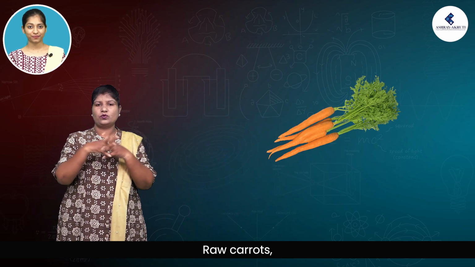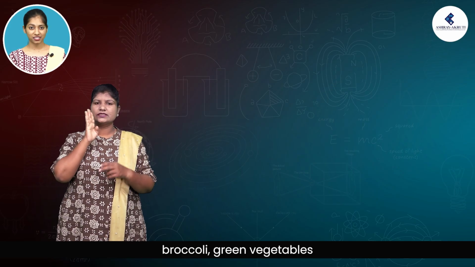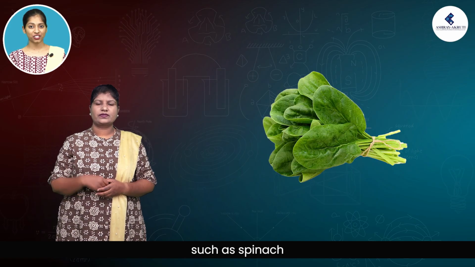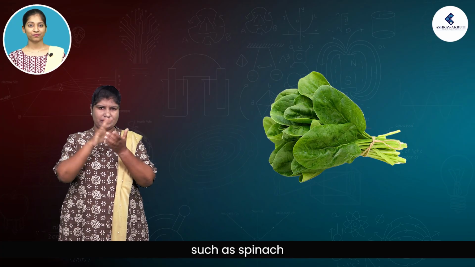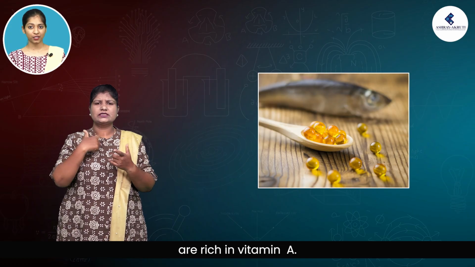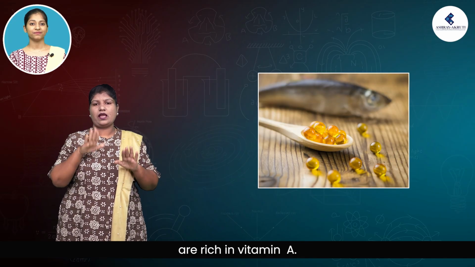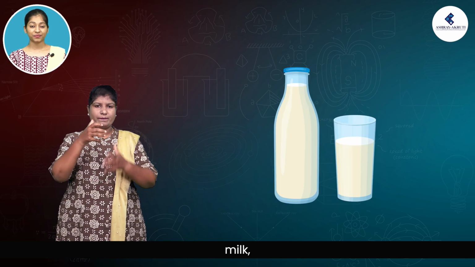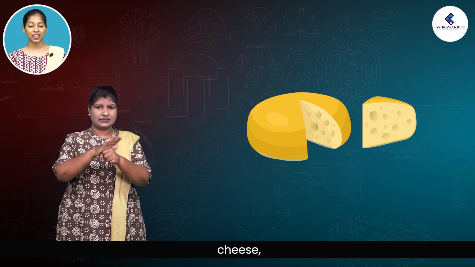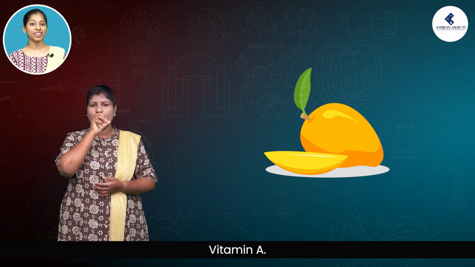raw carrots, broccoli, green vegetables such as spinach and cod liver oil are rich in vitamin A. Eggs, milk, curd, cheese, butter and fruits such as papaya and mango are also rich in vitamin A.